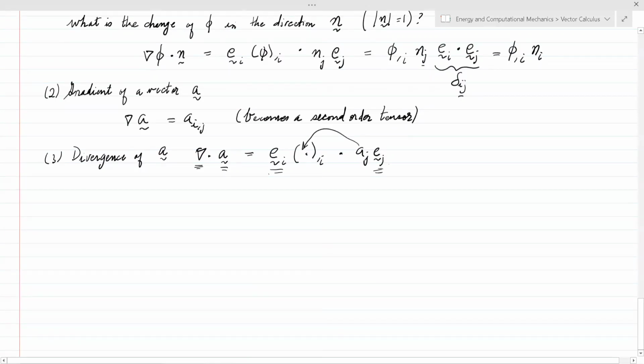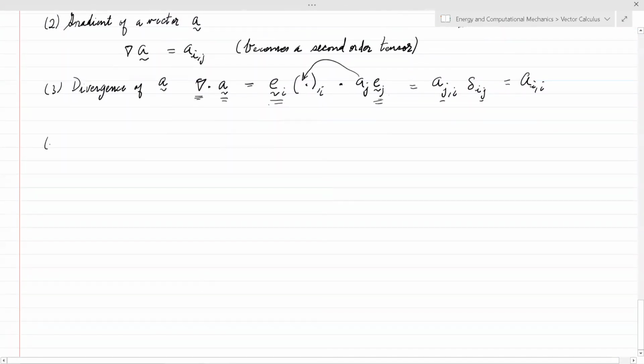So then I get A_j comma i delta ij. The j removes, and then I get A_i comma i. So that's what we get.